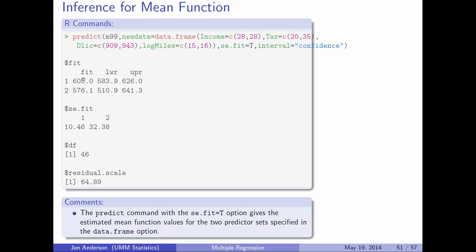And I come up with estimated mean functions of 605 gallons per person for the first set, 576.1 gallons for the second set, with confidence bounds lower and upper for each one.